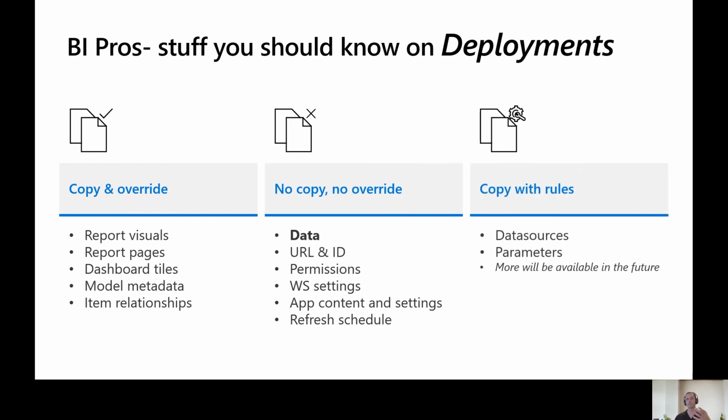The third bucket, which is kind of a hybrid bucket, is copy with rules. And we've shown that in the demo because it contains only two properties, data sources and parameters. Those properties will always be copied and will always override unless you have configured rules for them, which then keeps a fixed value for any future deployments for the specified data sources and parameters for a given dataset.